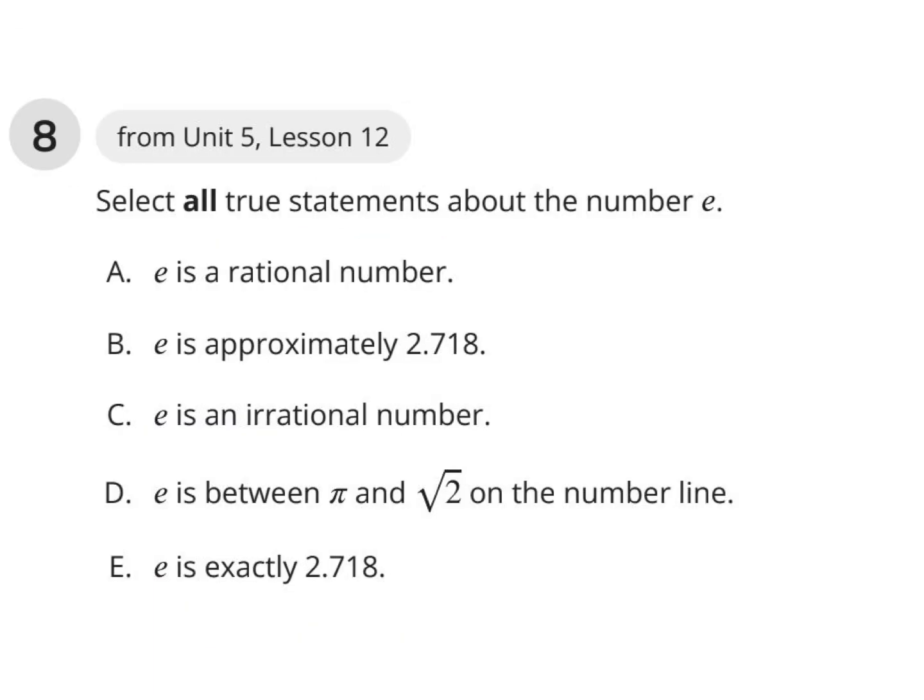Select all true statements about e. e is not rational, it's irrational. It's about 2.718. Okay, e is between pi, which is 3.14, and root 2, which is 1.414. So 2.7 is in between that, so that's true.